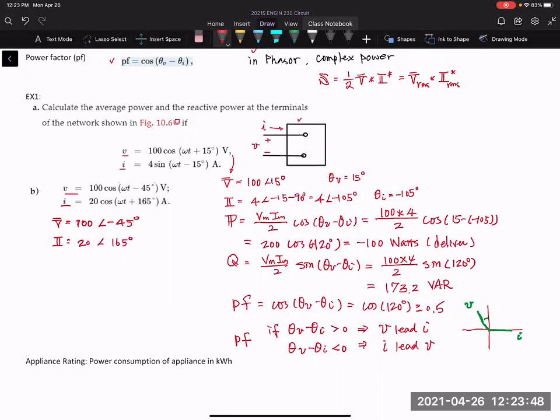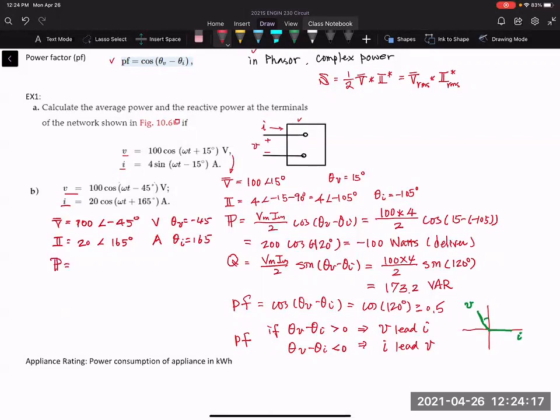What is the unit for the V phasor and what's the unit for the I phasor? It's the same as your time domain. Remember, the impedance has the unit of ohm. So they have the same unit. Okay, so once you have this one, then you know theta V, you know theta I. Then you can find this P.